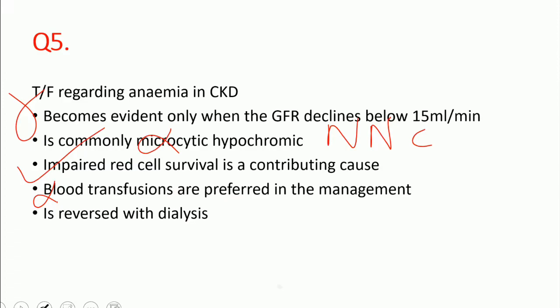The reason for that is, especially if they are going for transplant, as in the long case, if they have had a lot of blood transfusions in the past, they have a high risk of graft rejection because they develop various antibodies which are floating around, right? So we don't give them a lot of blood transfusions. Is anemia in CKD reversed with dialysis? Right, you can't reverse it.